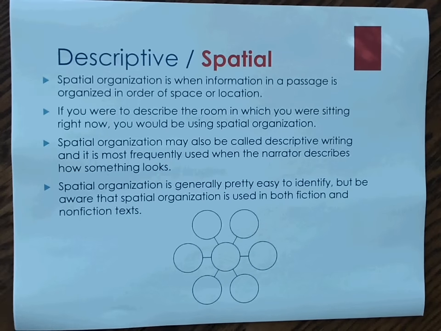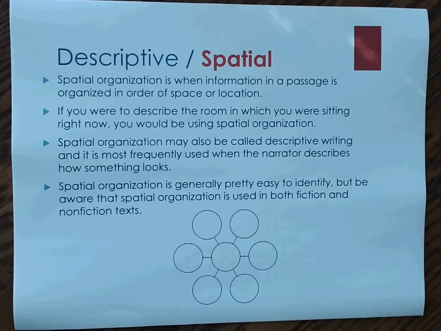The last one we have is descriptive, which can also be called spatial. Spatial organization is when information in a passage is organized in order of space or location. If you were to describe the room in which you're sitting right now, you would be using spatial organization. You could say where the door was from where you were, where the windows were, if there were tables or chairs or any kind of furniture, maybe a trash can. You can say where those things are located in the room.